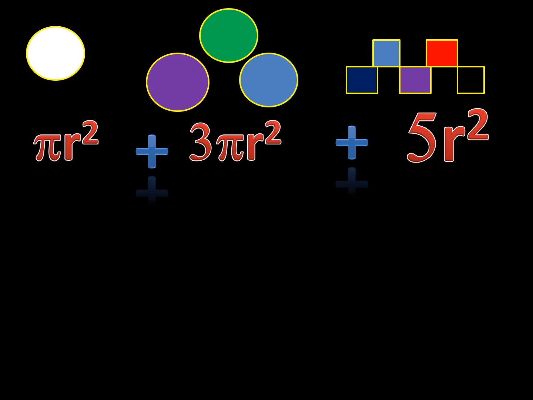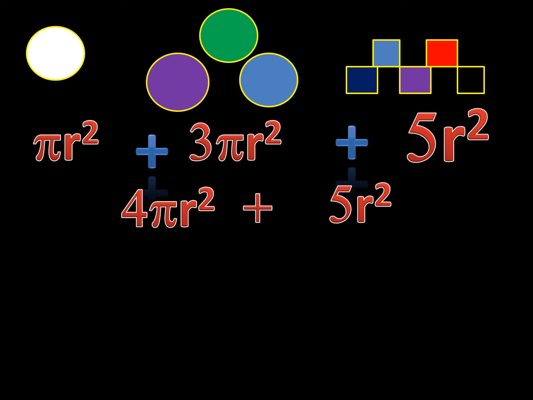You can't add circles to squares unless you get the variables to match up. Pi r squared is different from just r squared. In adding this problem, you would say 1 pi r squared plus 3 pi r squared is 4 pi r squared. Then bring down the 5r squared. This is the correct answer.